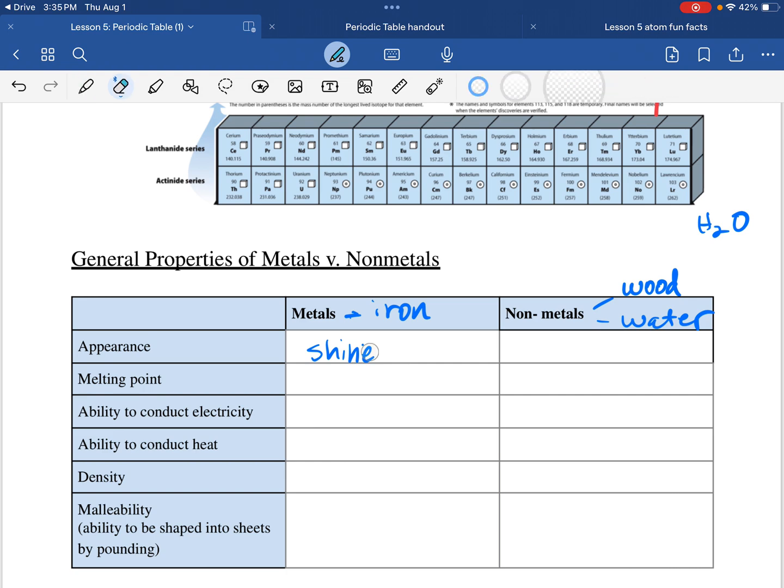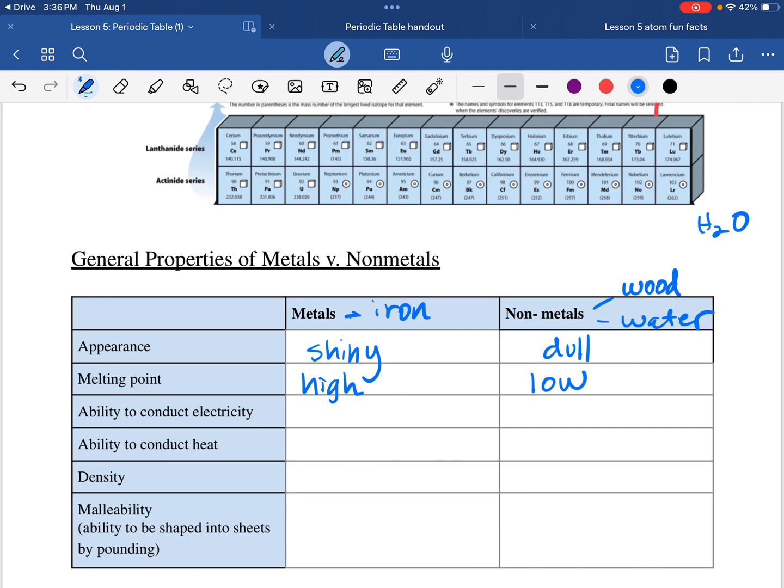They reflect light really well. And nonmetals are dull. Metals have a high melting point. It means you need a lot of heat to melt a metal. So you think about a chunk of iron, it's going to take a lot of heat to melt that. Whereas a nonmetal, like water, which is made of nonmetal elements, is not going to take a lot of heat to melt ice, to go from ice to water. So those have low melting points.